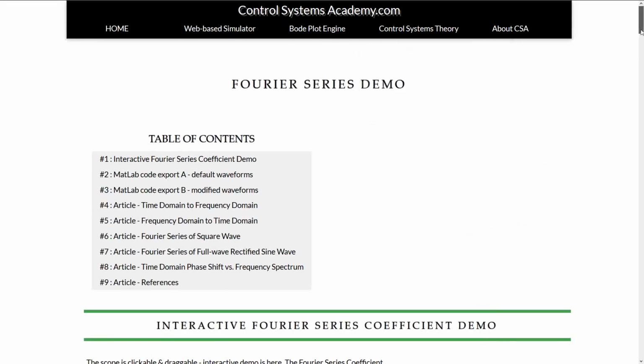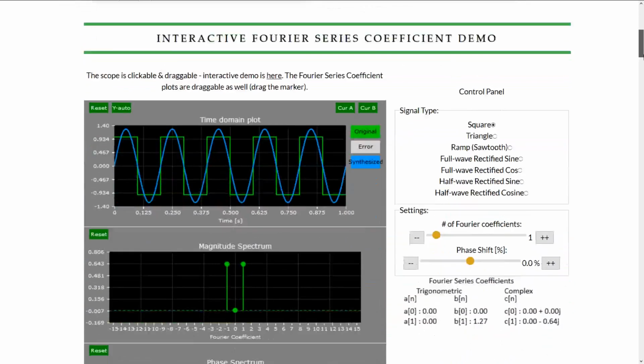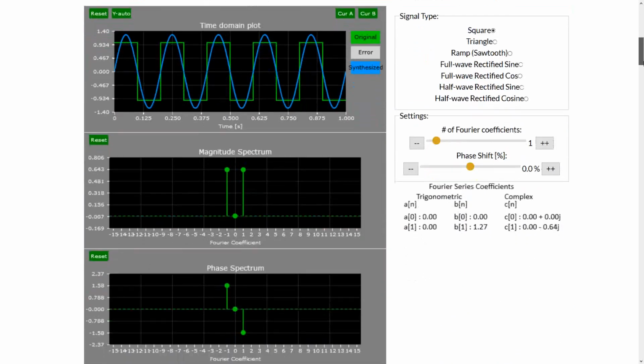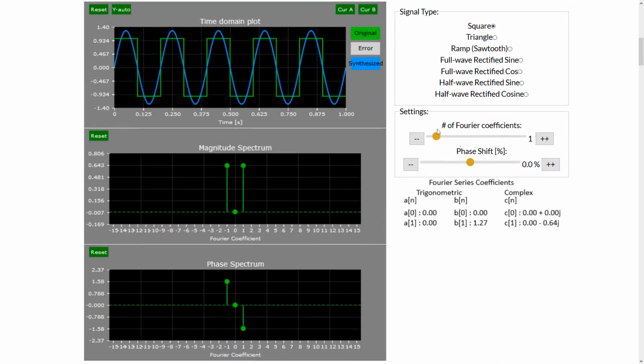controlsystemsacademy.com. I'm just using it, and all credit goes to them, and I'm really happy that I was able to find this tool. However, I'm going to use this to demonstrate what this idea is.